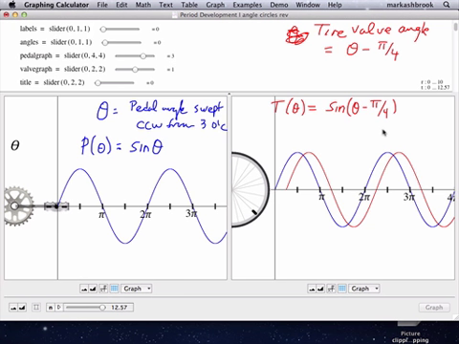So which one comes first? Which one starts and finishes its cycle first? Theta or theta minus pi over 4? Theta. Theta starts and finishes first. Coming later or coming after is the tire valve. It starts at pi over 4, and still finishes that later. You still use that 3 o'clock as the starting. Think of it that way, yeah.